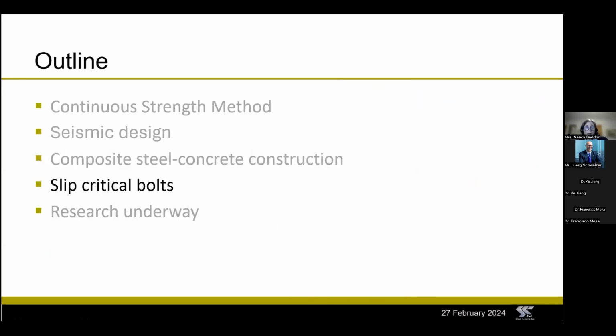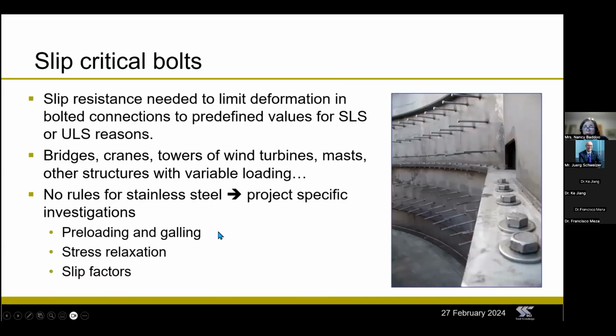Moving on to the design of slip critical bolts, which has been an area where there's been a lot of research in the last 10 years. Well, you need slip critical bolts in the types of structures where deformation has to be limited. For example, structures like bridges, cranes, towers of wind turbines that are subject to variable loading.